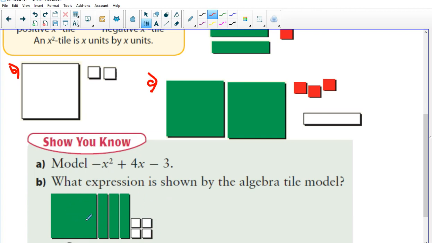So same thing. This represents an x squared. I have one of them, and it's shaded, so it's positive. So this would be an x squared. I can put 1x squared if I want, but I could just leave it as x squared because the 1 is implied without writing it.